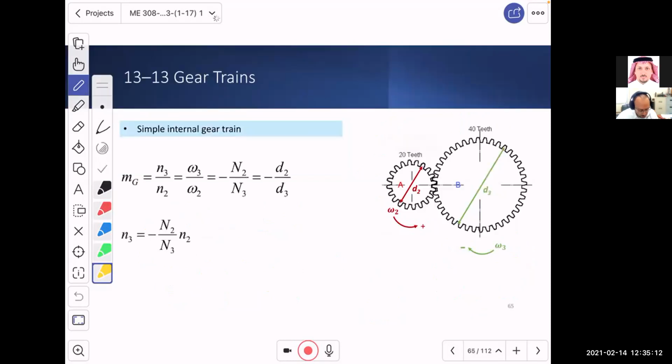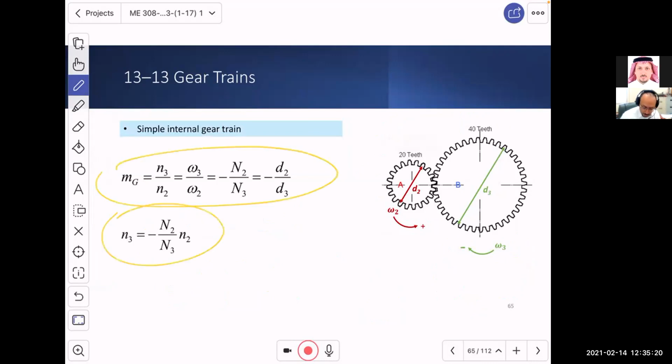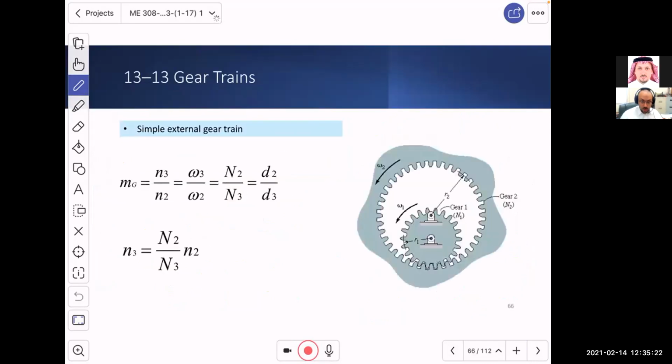Now, of course, for a simple gear system, this is what we discussed just a minute ago. We can also have an internal gearing. I think I need to fix this. I think I mixed them up, so don't worry about it.